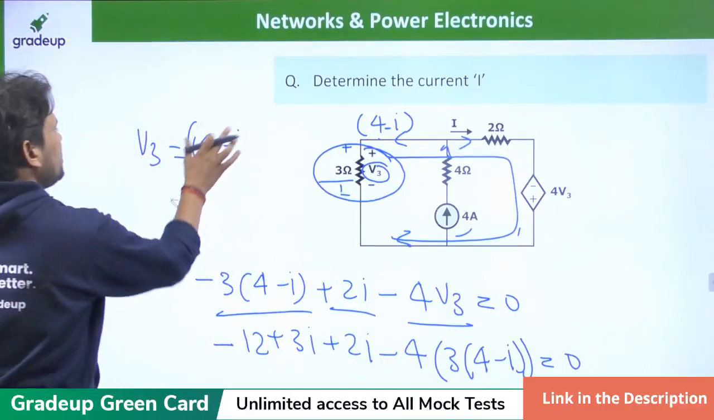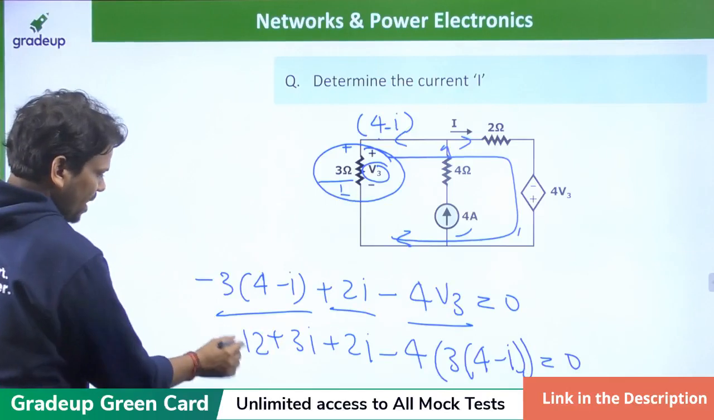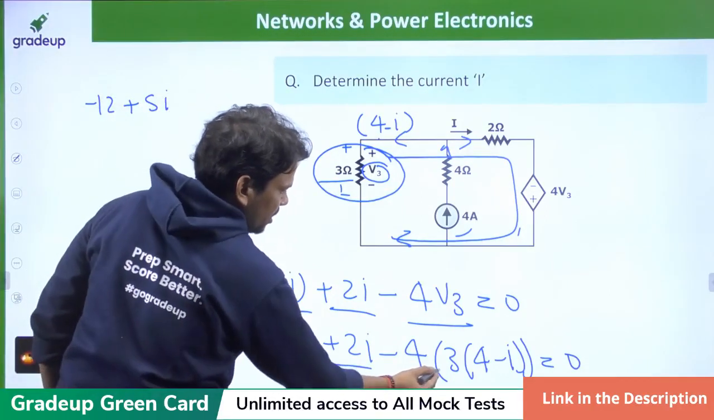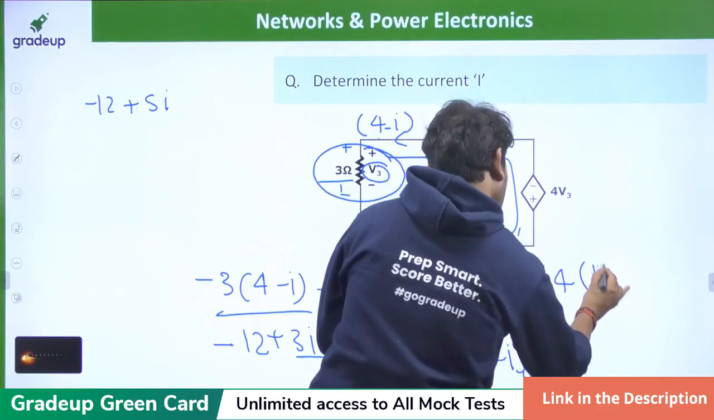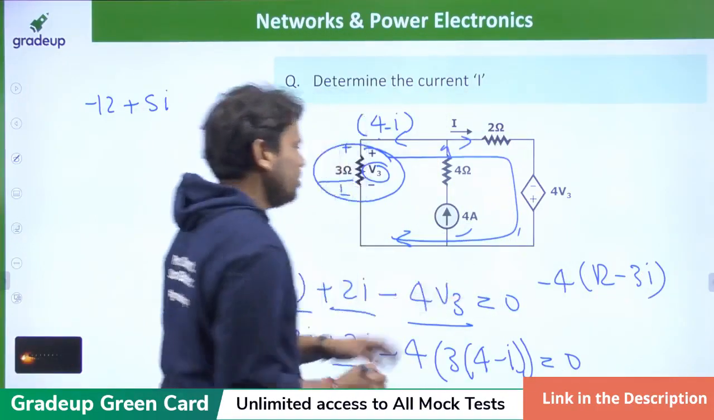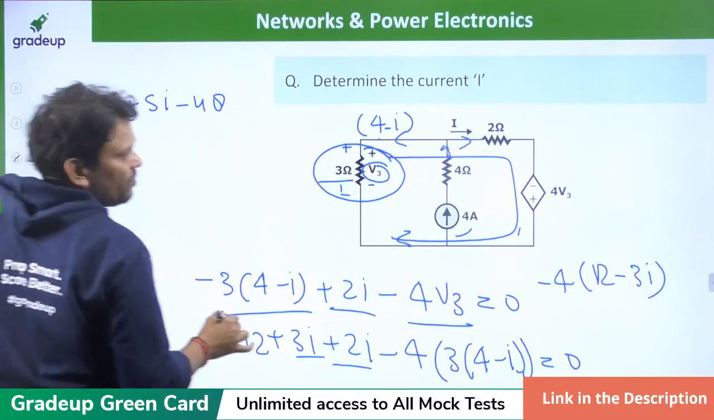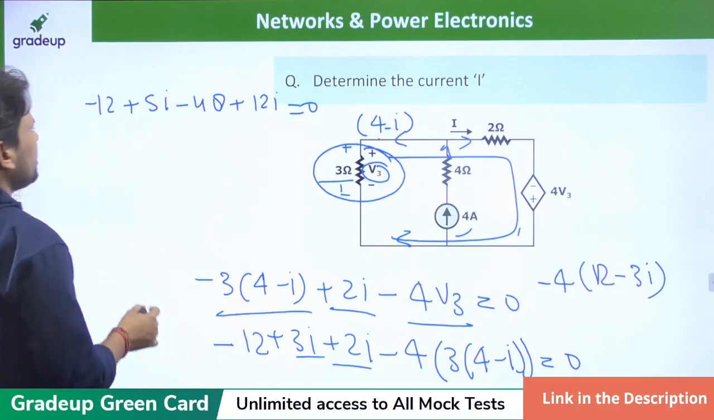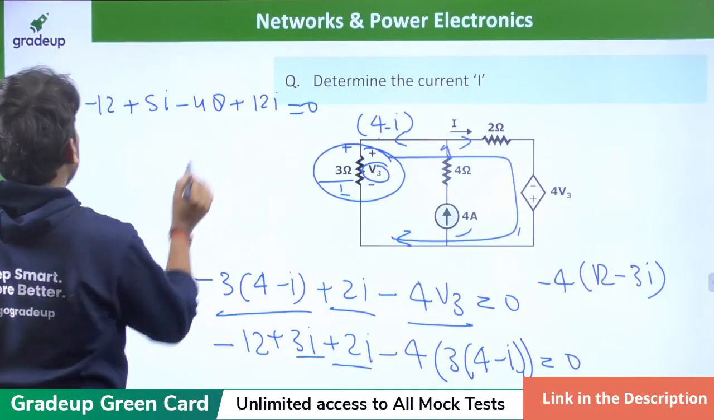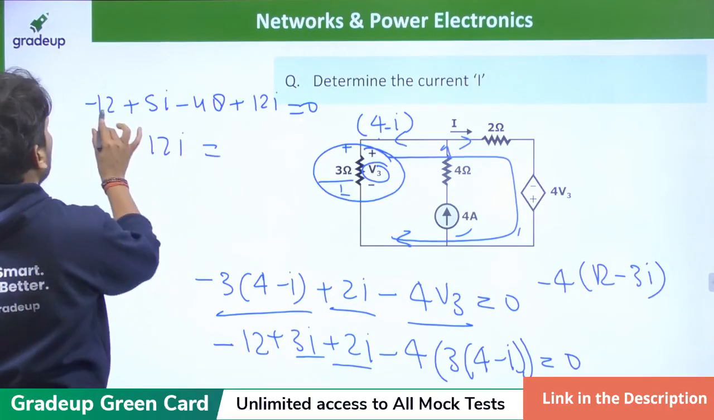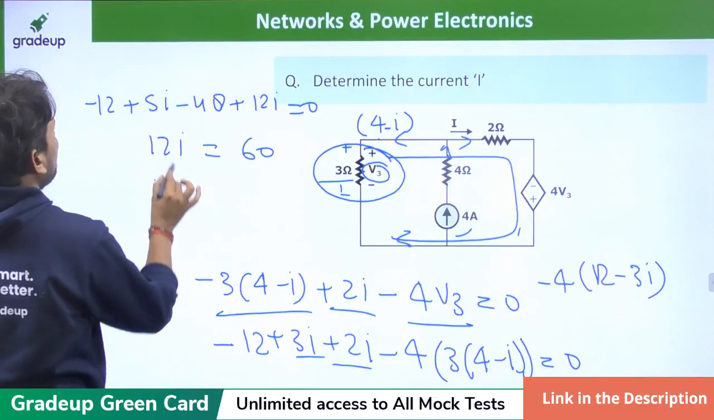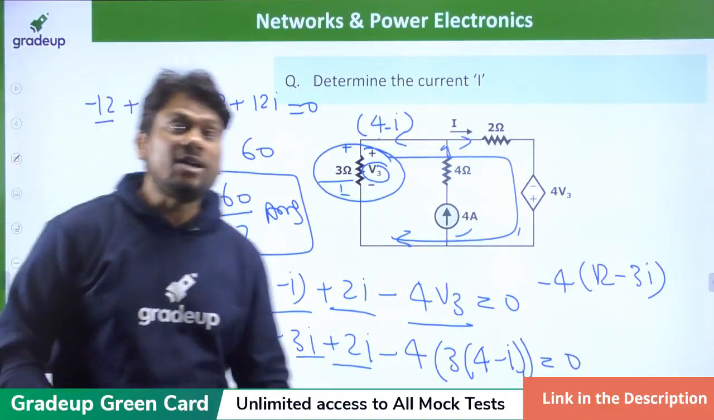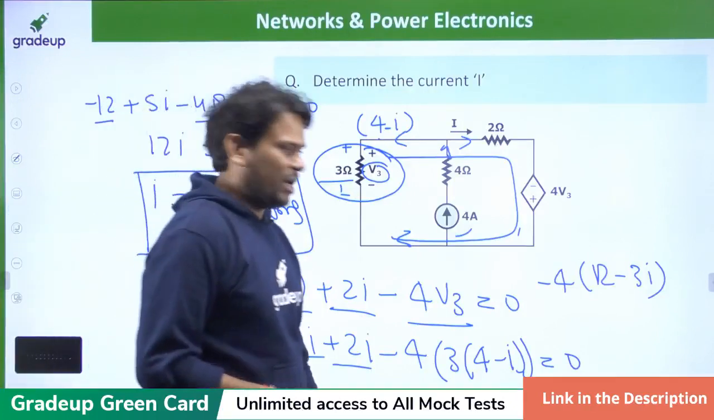Anyone please tell me what will be the exact answer of I. So minus 12 plus 5I, this 3I and this 2I, and minus 4 into (4 minus I) times 3. So that value will be minus 48 plus 12I. I'm not sure whether I'm doing well or not, so just check it: minus 48 and plus 12I. So 17I is equal to 12 plus 48, that is 60. So I is equal to 60/17, our final answer. Check whether it is right or not. 60/17, yes, that is the answer I think.